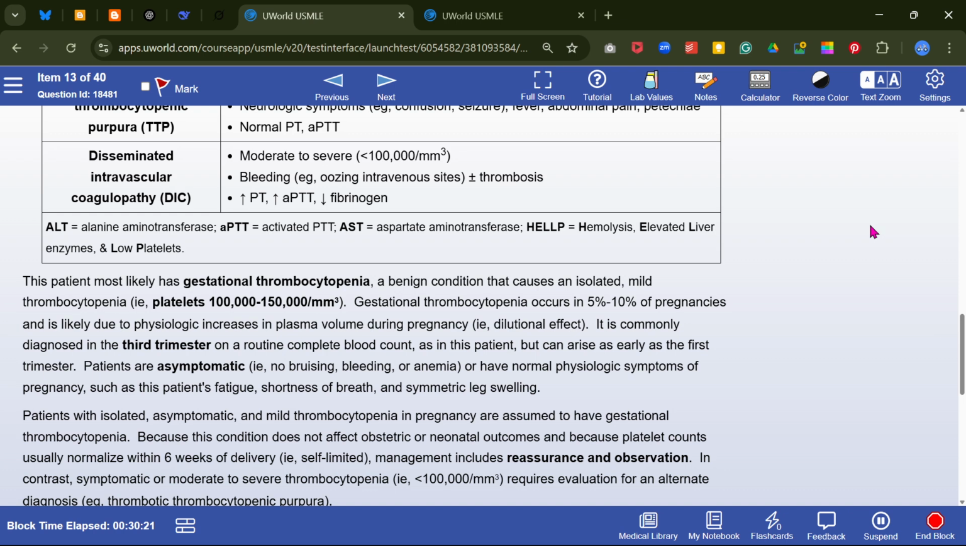Gestational thrombocytopenia occurs in 5 to 10% of pregnancies and is likely due to the physiologic increase in plasma volume during pregnancy, a dilutional effect. It is commonly diagnosed in the third trimester on a routine complete blood count, as in this patient, but can arise as early as the first trimester. Patients are asymptomatic, with no bruising, bleeding, or anemia, and have normal physiologic symptoms of pregnancy, such as in this patient: fatigue, shortness of breath, symmetric leg swelling.